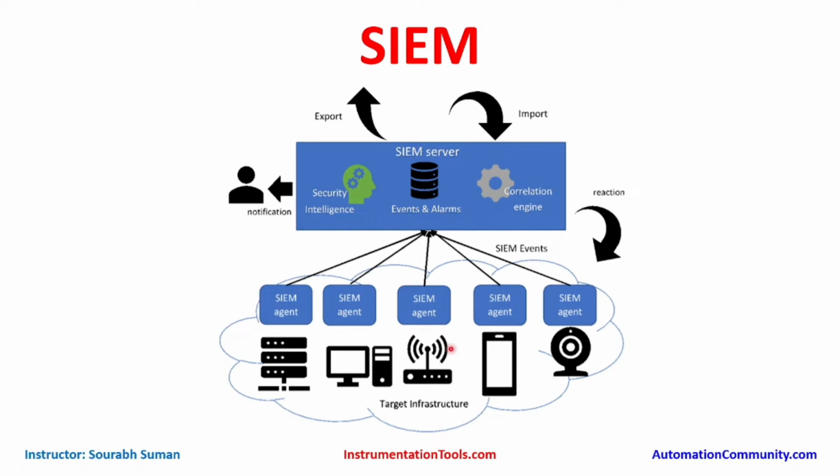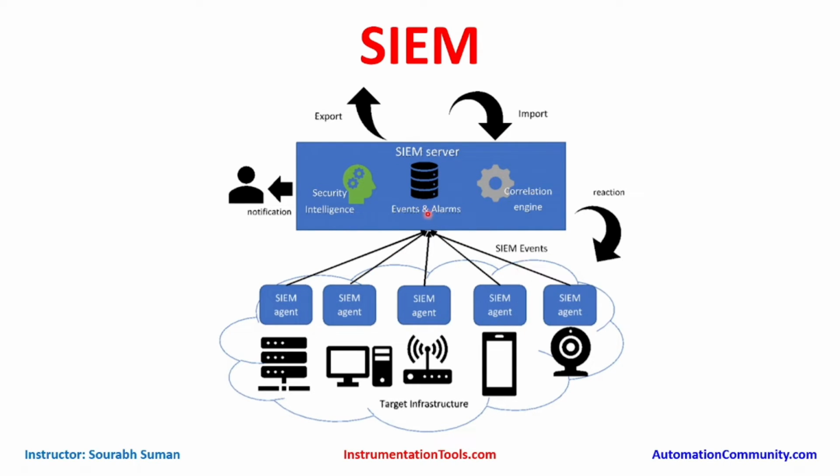A SIEM agent can sit on a workstation. We can also put SIEM agents on wireless servers, on mobile devices if the organization is using them, and on surveillance systems. If some systems do not allow you to put an agent, then we can use the agentless method. We can use Windows event logging, SNMP trap forwarding, or syslog forwarding. There are other methods also that we can use to collect the logs.